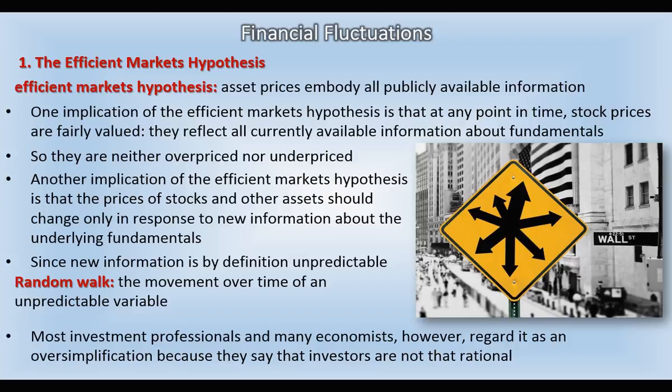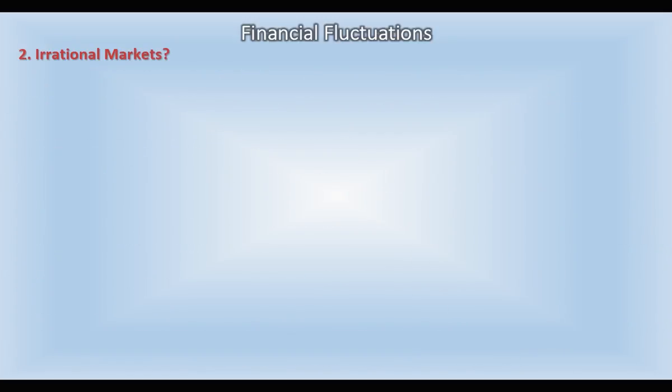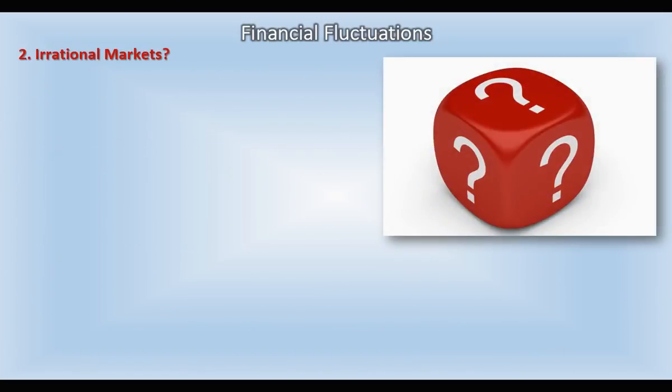It is a random walk. So most investment professionals and many economists, however, regard it as an oversimplification because they say that investors are not that rational. So this is like the most rational way of viewing how asset prices might fluctuate with respect to beliefs. But again, there is a very prominent understanding of the fact that animal spirits exist and they do play a role in the way that assets might behave.